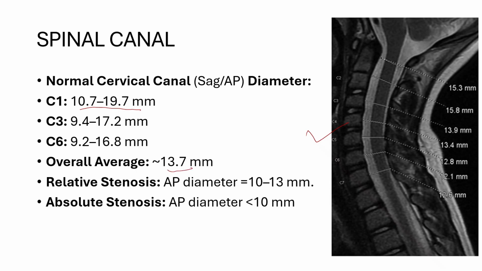If the diameter is 10 to 13 mm, that is less than 13 mm and more than 10 mm, then it is called relative stenosis, and if it is less than 10 mm, then it is called absolute stenosis. Stenosis is most commonly caused by disc herniation.